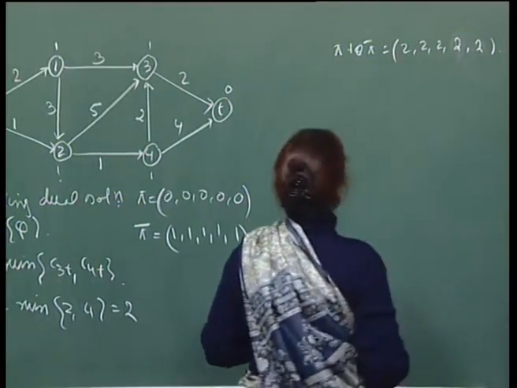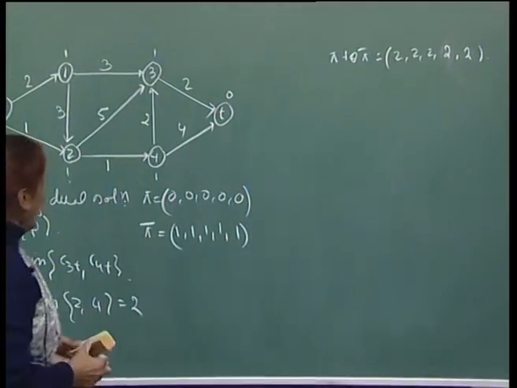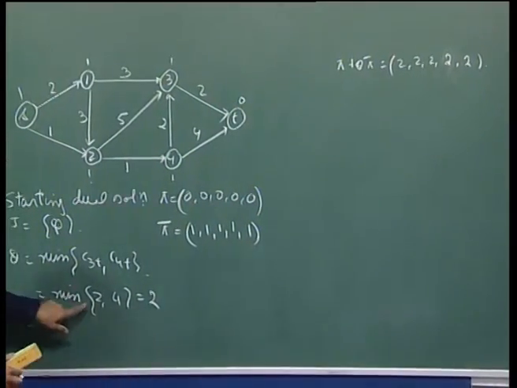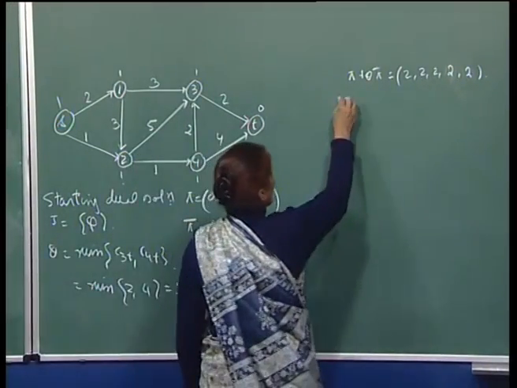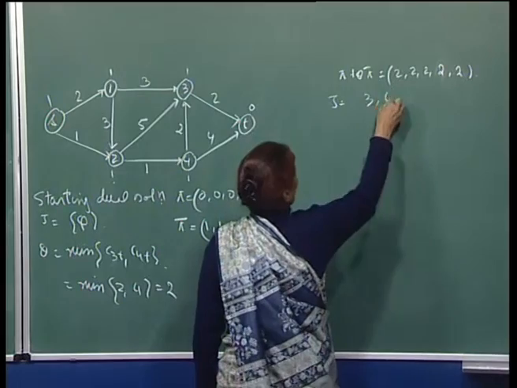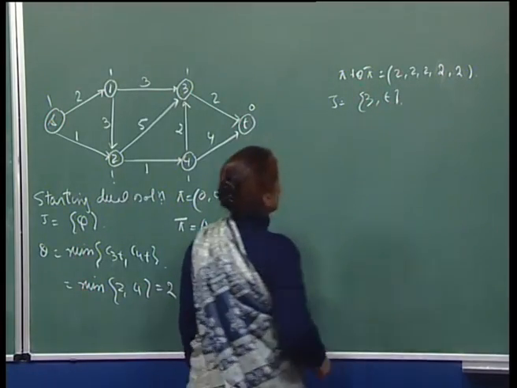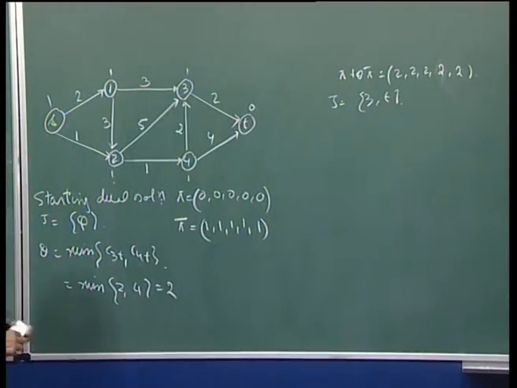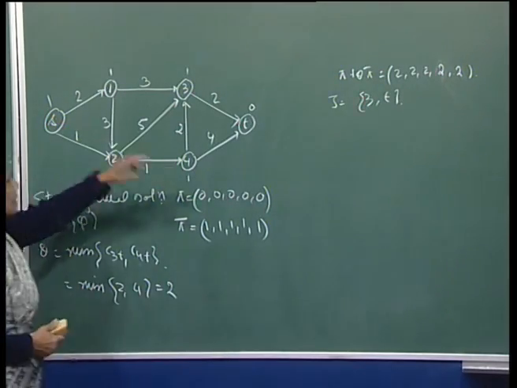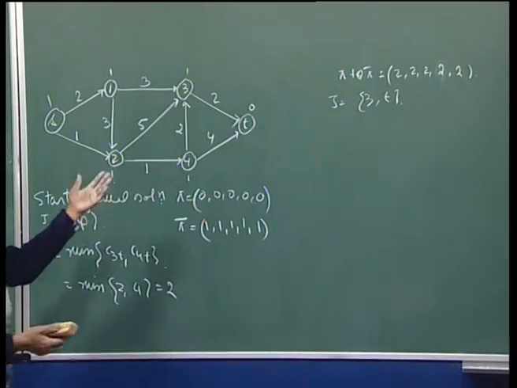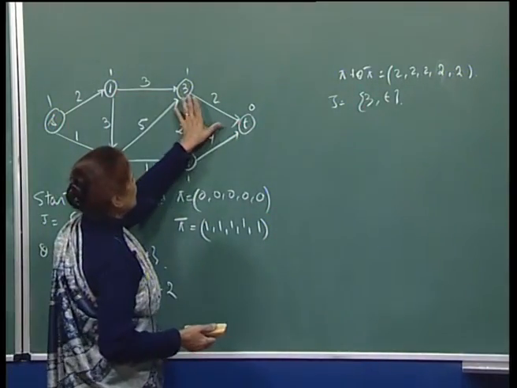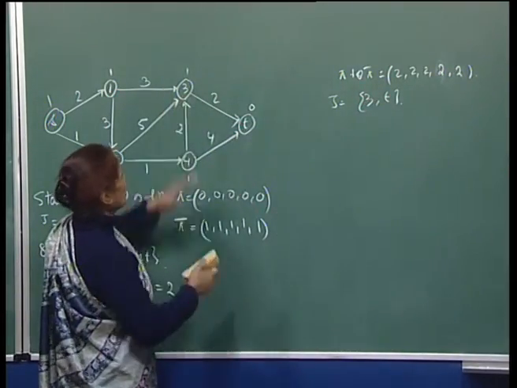This is your new dual solution. Since the minima occurred for arc 3t, you see your J now contains arc 3t. Yes, the J contains arc 3t, so this becomes admissible. Therefore, the restricted dual solution is immediately available because this is 0 and this is the only admissible arc. So, this becomes 0.